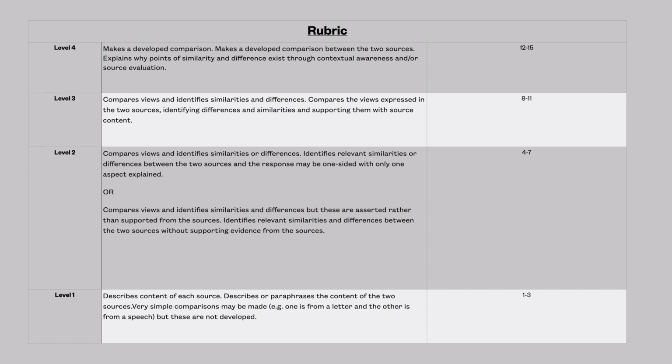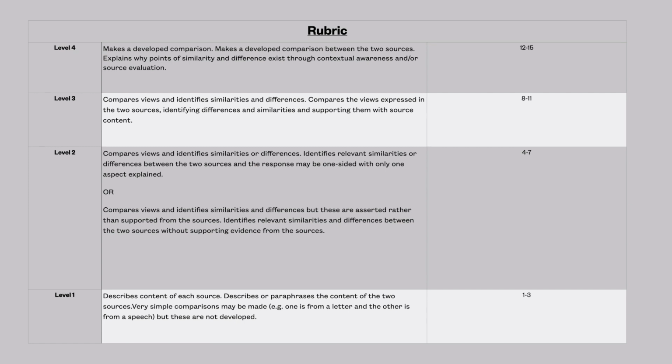So for level 4, you're making a developed comparison between the two sources. You have points of similarity and difference, and you've shown contextual awareness, and you've evaluated the sources. So you can get a level 4 without contextual awareness or without source evaluation, but you have to do one of them really well. But it says and/or.